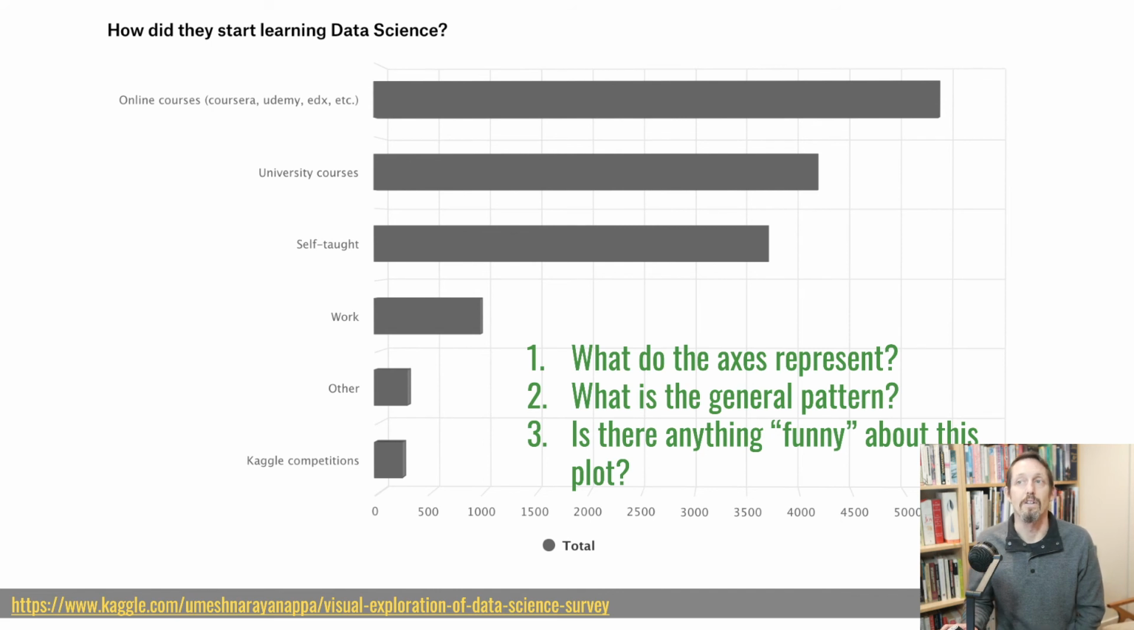Okay? How did they do it? How did they start learning with data science? Looks like online courses in university are the answer, but there are also a fair number of people that worked at it completely by themselves. So, and even a couple who learned it all on Kaggle. That's pretty interesting.